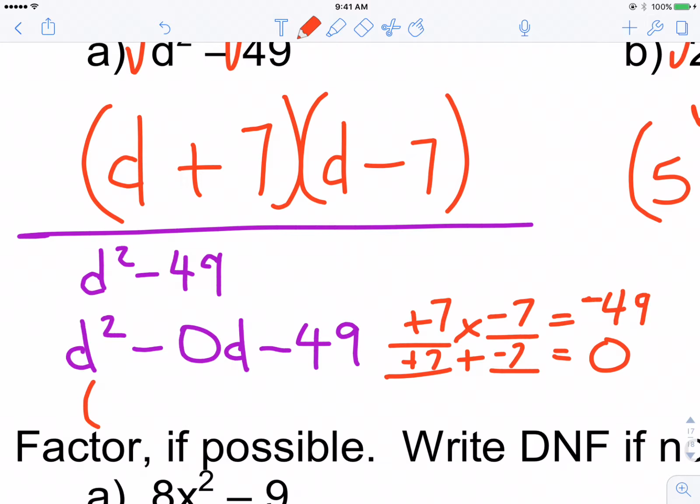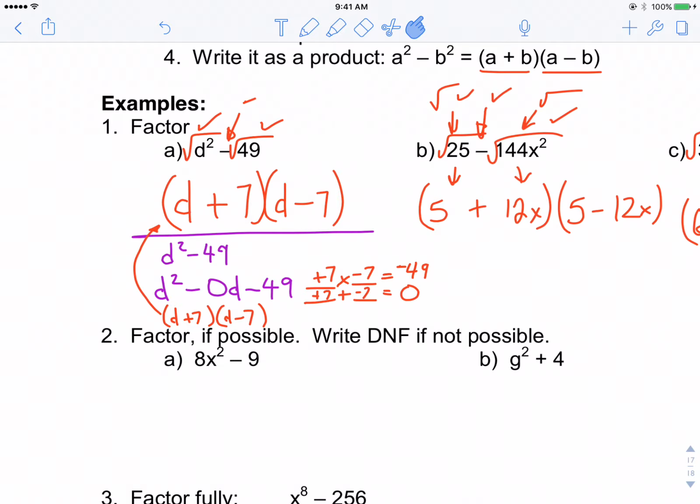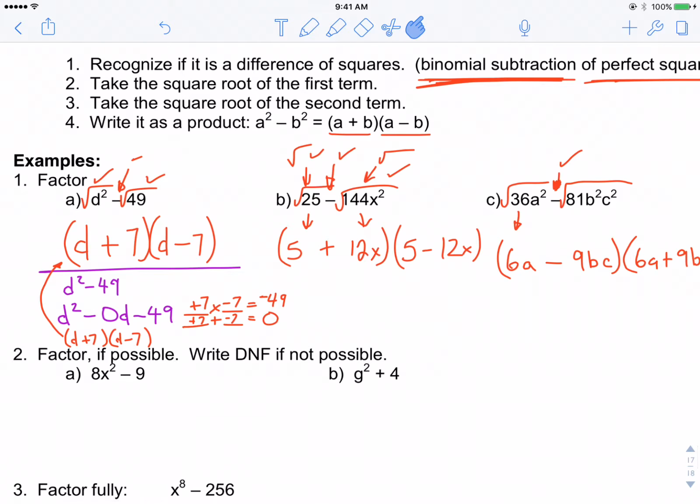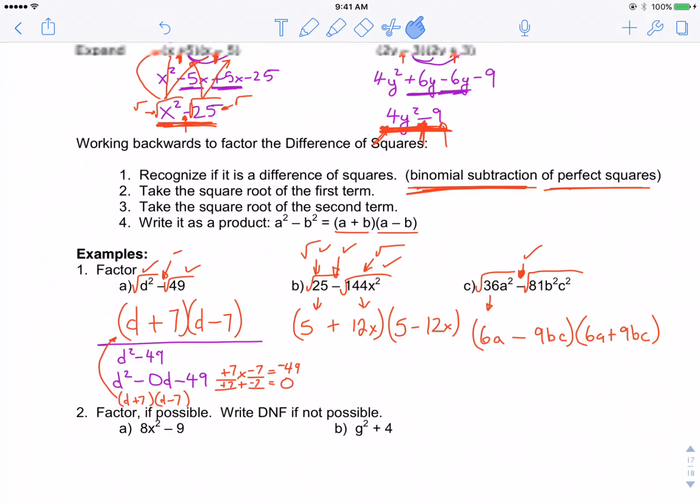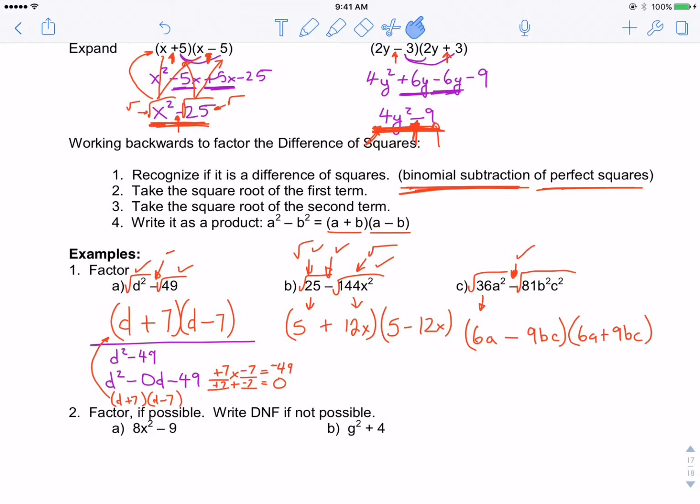So I write my binomial brackets. I put my d in, make one plus 7, make one minus 7, and we ended up exactly at the same place. So you could do these questions without having to remember those rules or those steps with difference of squares, but it just makes it a little bit easier. Okay, so I'll pick up the next two examples and our last set of examples for 3.8.